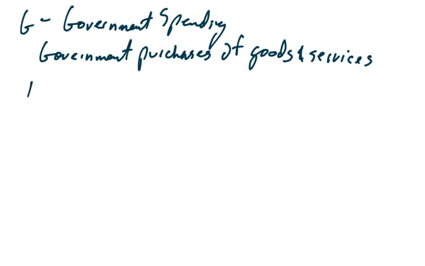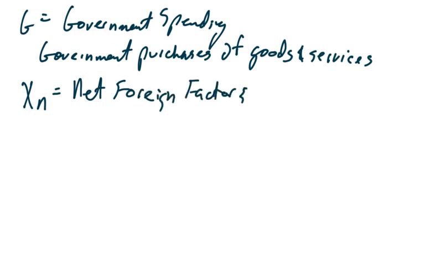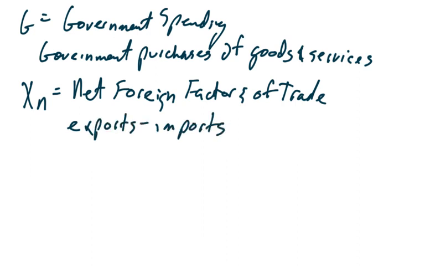And then we have our last one, which is XN, which means net exports, the net foreign factors of trade, right? All right, we should be familiar with this already. We talked about trade in the first unit, and we should know, how do we calculate net exports? Well, we take our exports and we subtract our imports, and that will give us our net exports right there.